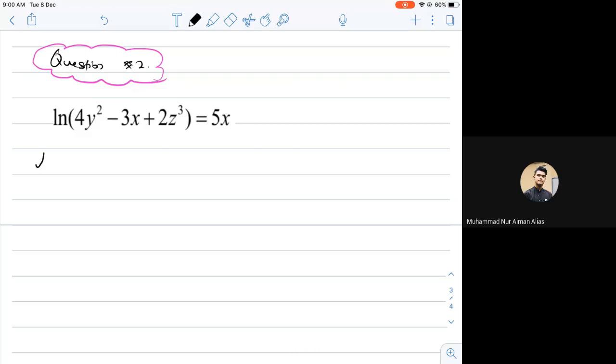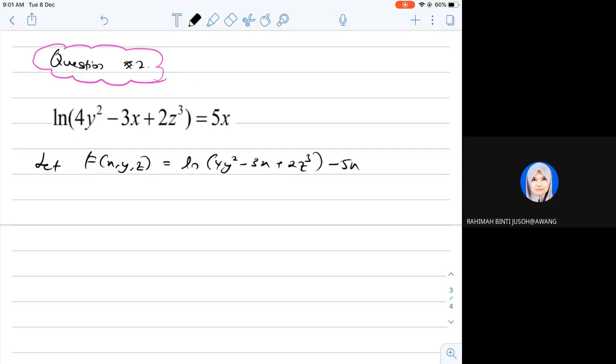First step, equals to zero. Yes, good. We let f(x, y, z) equal this function and equate it with 0: 4y squared minus 3x plus 2z cubed minus 5x equals 0. This is 1 mark. You get one mark for doing it this way. Okay.